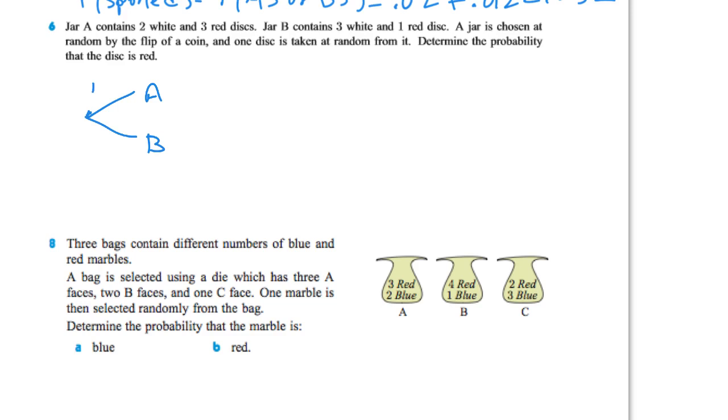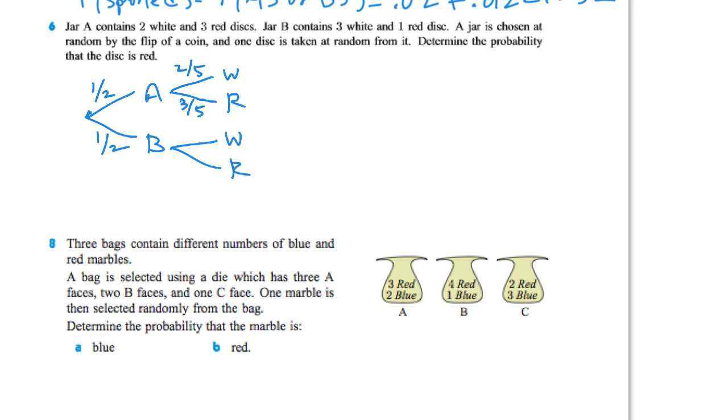A coin flip is going to tell us which jar to grab. So that means there's a 50-50 chance that we'll get A or B. Once I pick jar A, I'm either going to grab a white or a red disc. Well, jar A has 2 whites and 3 reds, so there's 5 discs in total. 2/5 white, 3/5 red. Jar B, 3 white, 1 red.